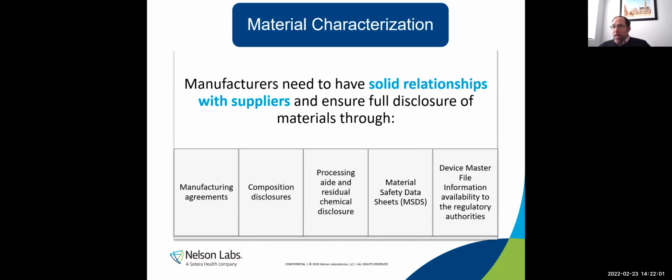First off, you need to have manufacturer agreements with your suppliers. You must agree that they will not change anything. And I mean anything, just like I talked about, if you're changing anything, it has to be a risk-based approach. If they're changing anything, they need to inform you.